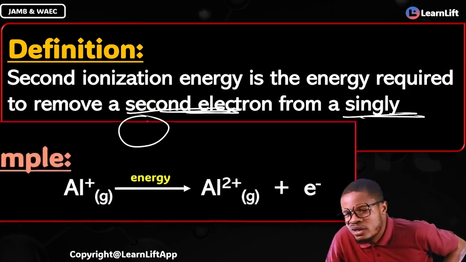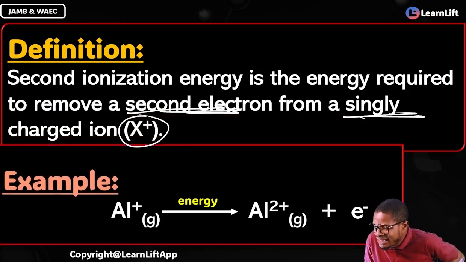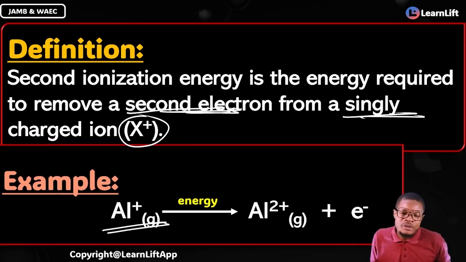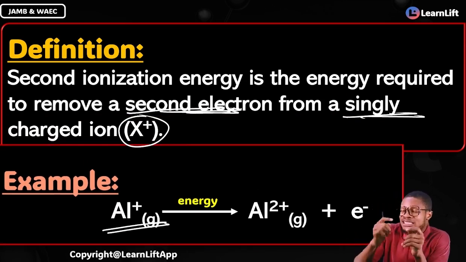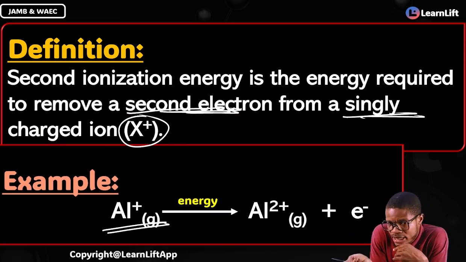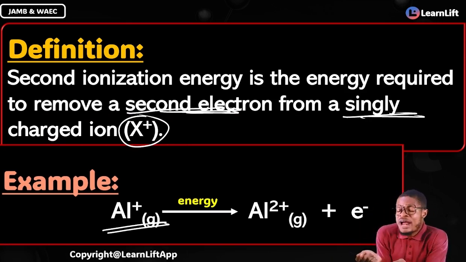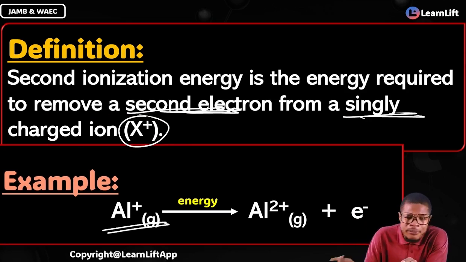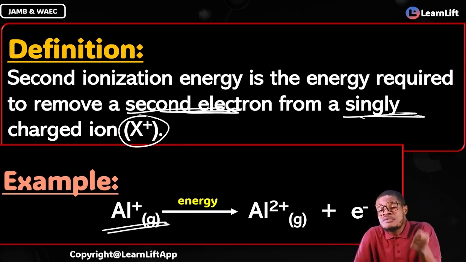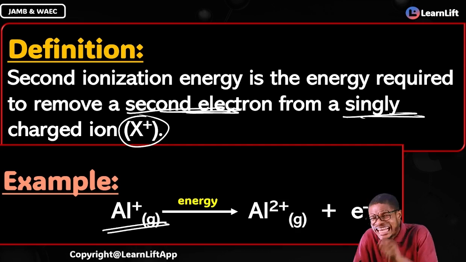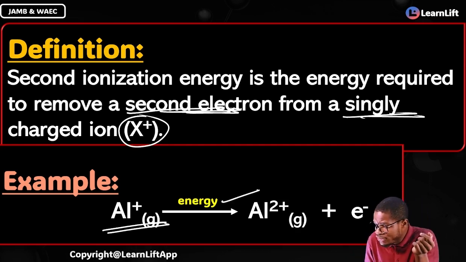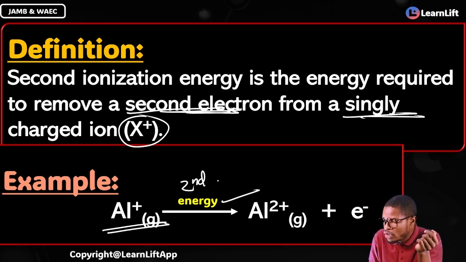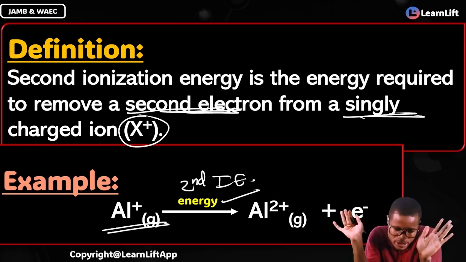Now look at this very, very quickly. This is not just Al as aluminum, it is Al+, aluminum plus. It has lost one electron already. Now you want to remove the second electron from it. That energy that you need to remove that second electron from a singly charged ion is called your second what? Ionization energy. So this energy that you need here, what is it called? It is called second what? Ionization what? Energy. Does it make sense?